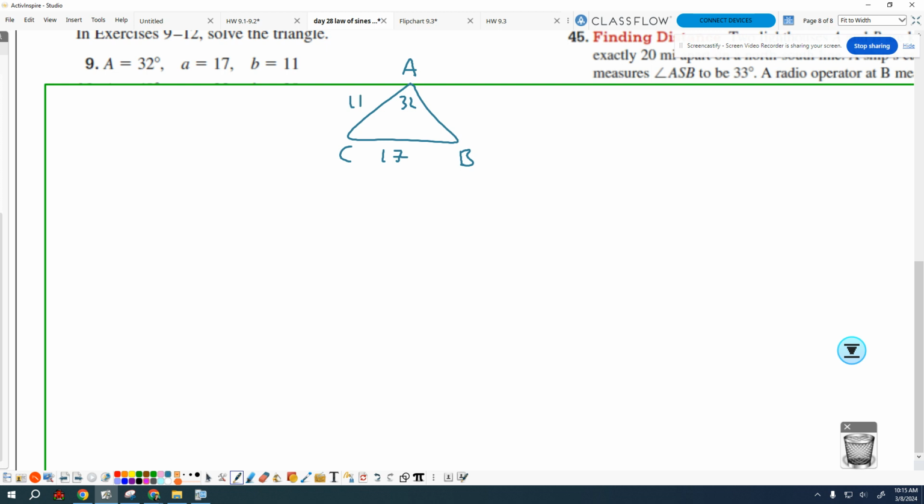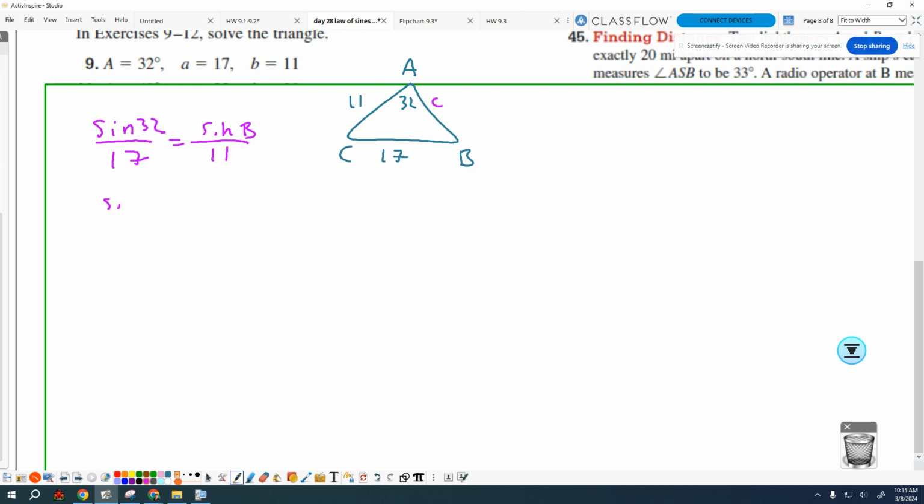There's only one thing we can do to find anything at the moment. Mia, what's the one piece of information I can find right now? Can I find angle C, angle B, or side C? Angle B is the only thing we can find. All right, so Fernando, what do I set up to find angle B? Sine of 32 over 17 equals sine of B over 11. Yes, sir.